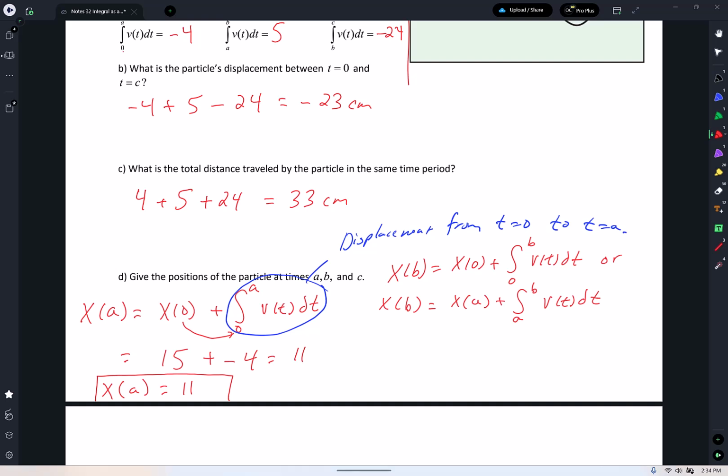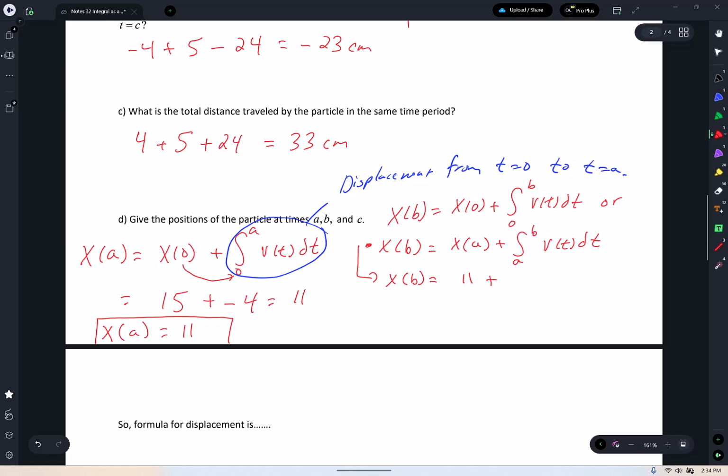So I'm going to do this second bullet here. Look, x of B equals the 11 plus, from A to B, that was 5, so plus 5. So that is going to be 16. So x of B equals 16. Anything crazy? They both will give you the same answer, guys, but I'm using this one. I don't want to cut the lower limit.